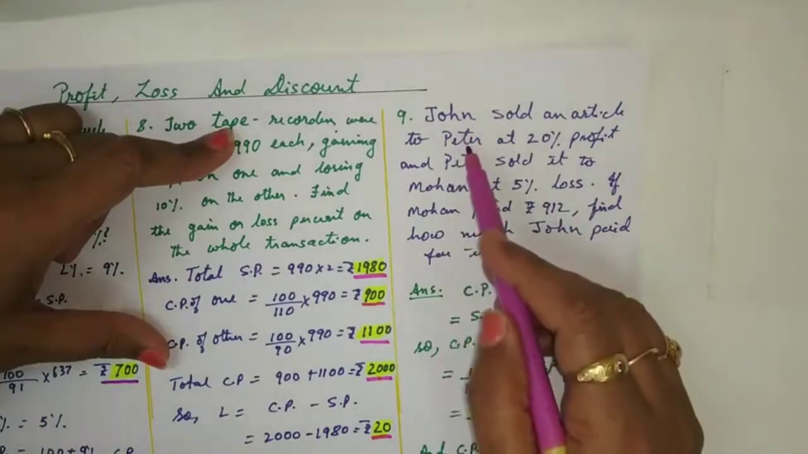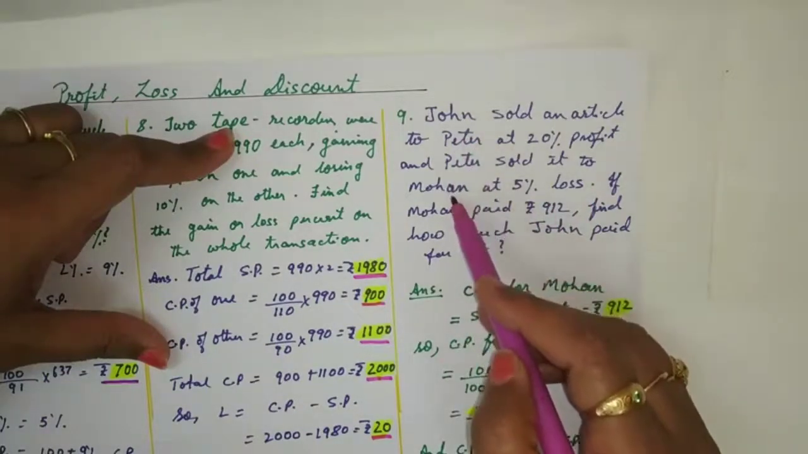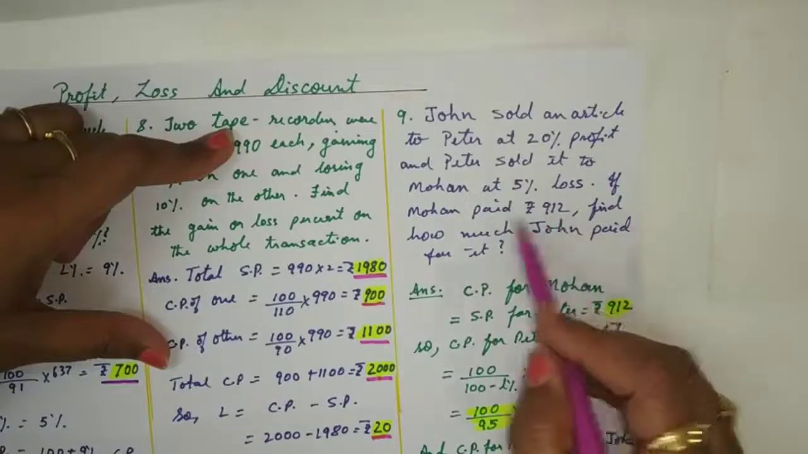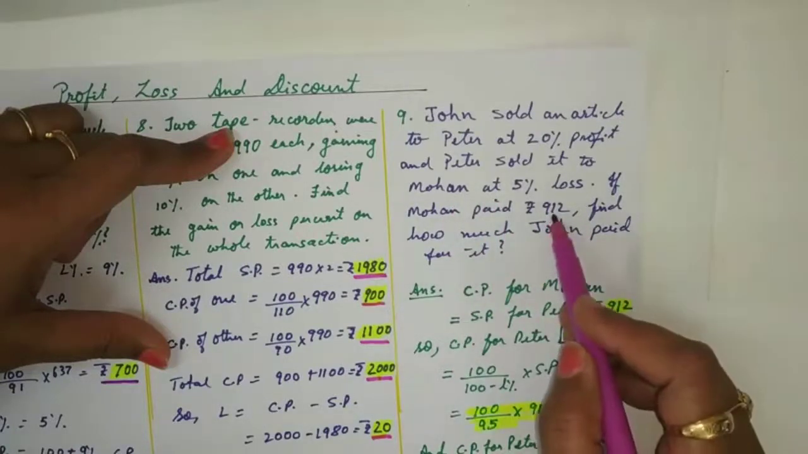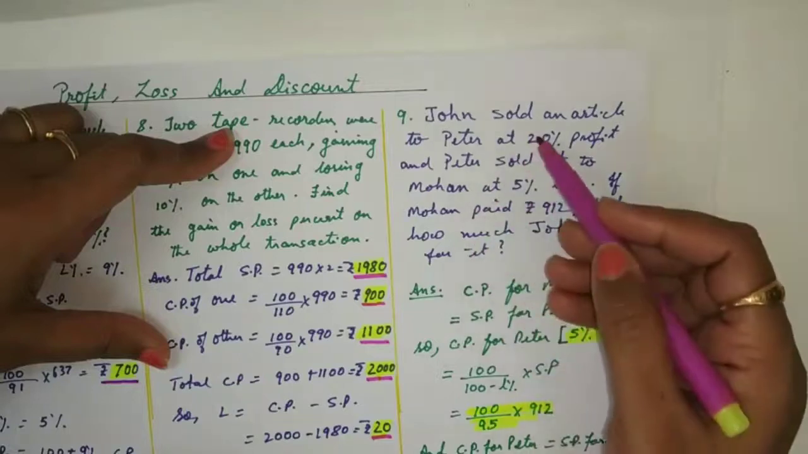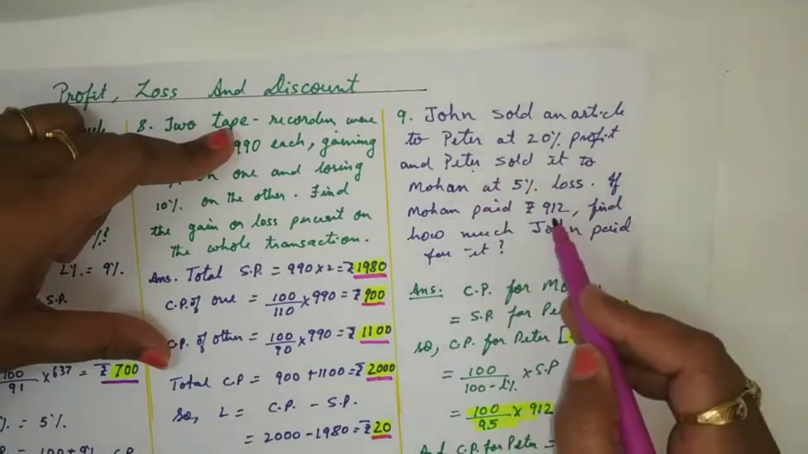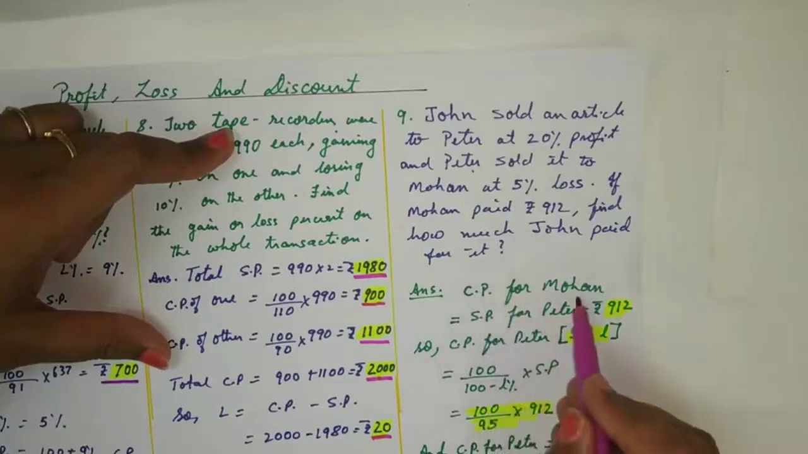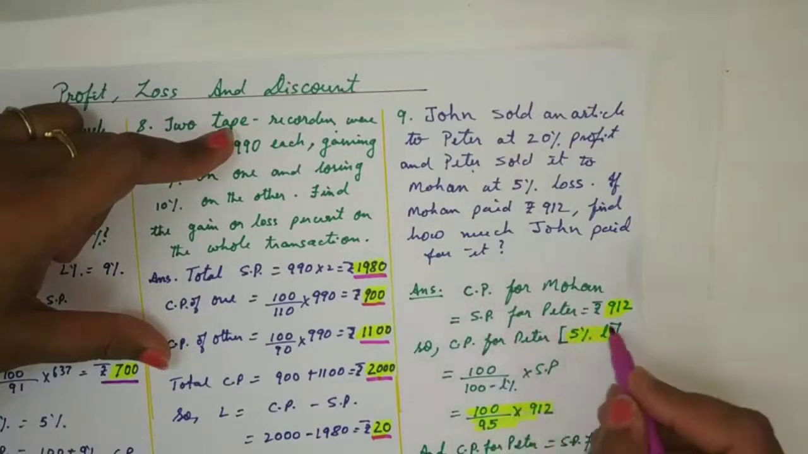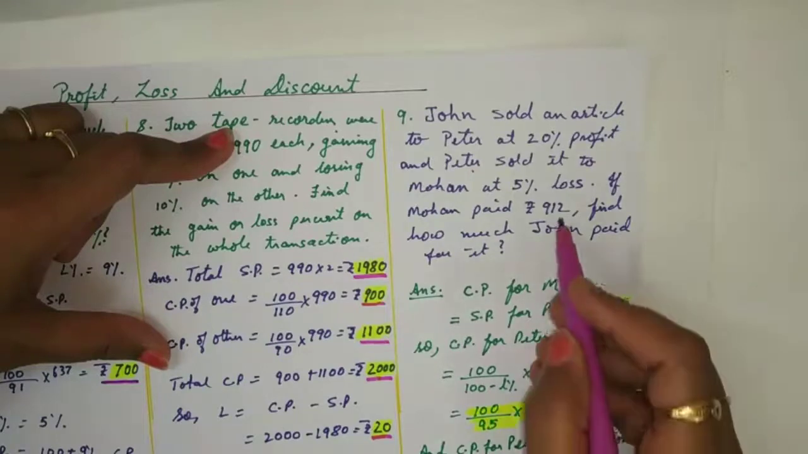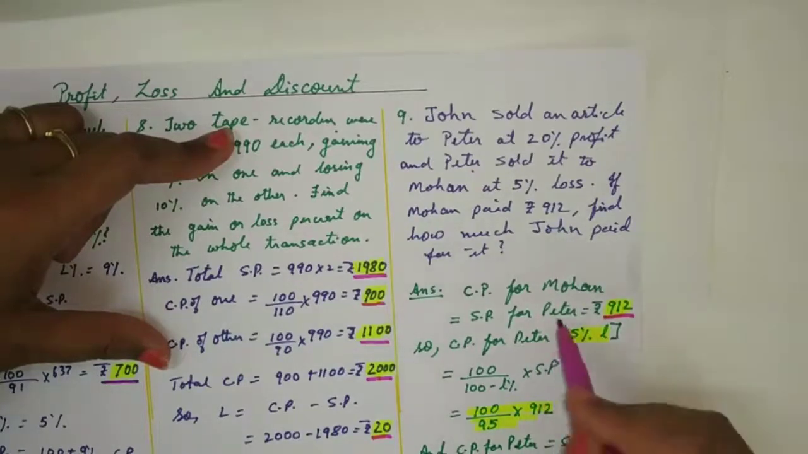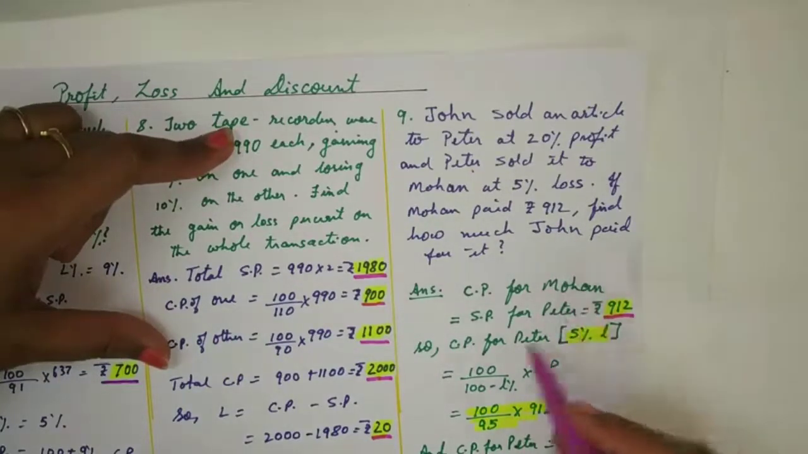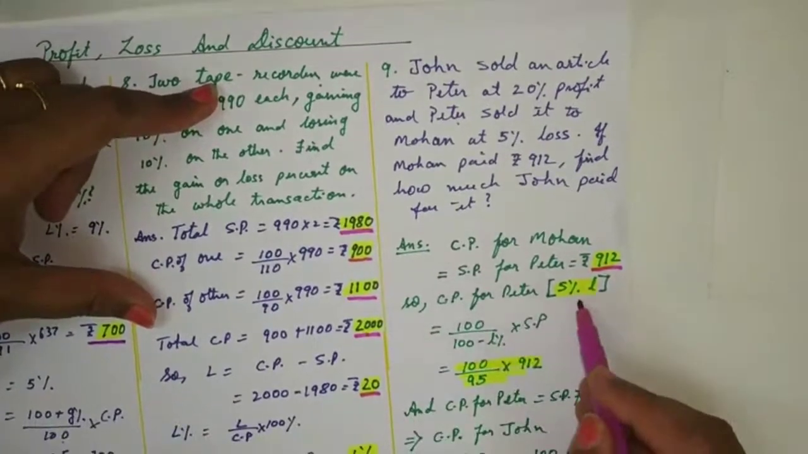John sold it to Peter. Peter sold it to Mohan. Mohan paid 912. That means Mohan's cost price is 912 and he gave it to Peter. That means Peter's selling price is 912. So now cost price for Mohan is selling price for Peter, which is 912. We got it from the question. In this transaction of Peter to Mohan, there was a loss of 5%.